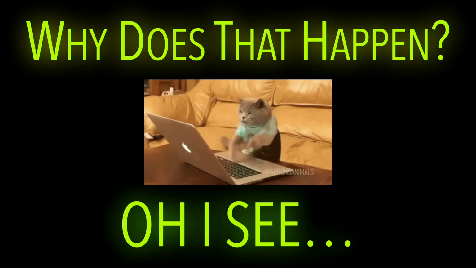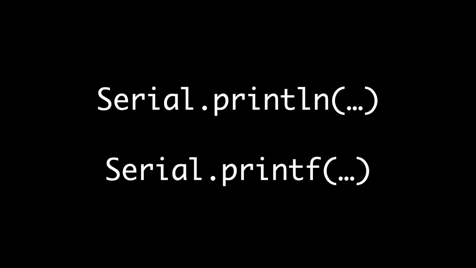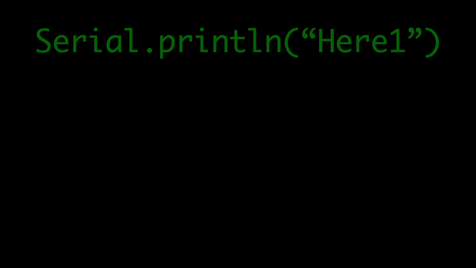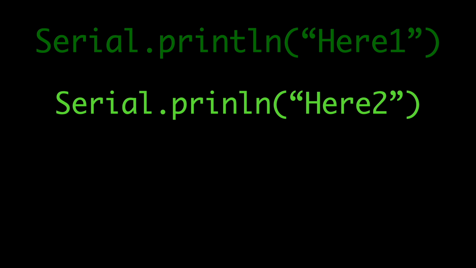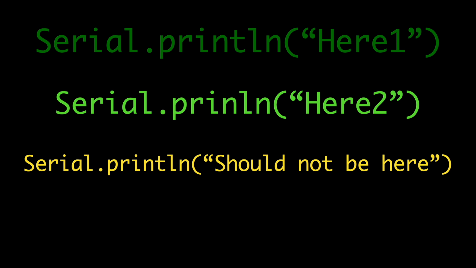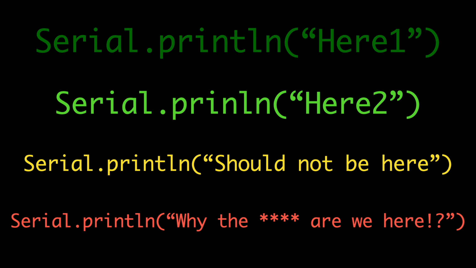What are our options? This is something that anybody using the Arduino framework will be aware of. Our two friends, println and printf. This is commonly known as printf debugging. You start to add lots of logging to your code. It starts off fairly tame. We have a few "here one, here two," and other things like that, but it gets increasingly desperate. "Should not be here. Why the beep are we here?" It gets increasingly frustrating as the code just doesn't behave in the way you expect. And I'm sure you've all written some variation of these print statements.